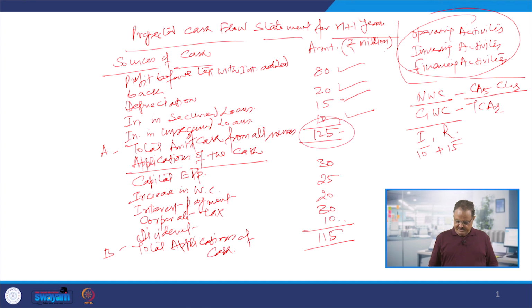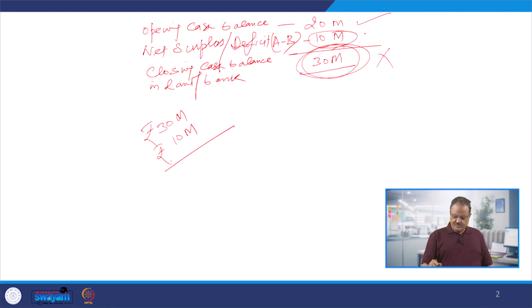And from the current year, how much is now the net difference between the total applications and the total sources of the cash? Here the total sources of cash are 125, total applications are 115. So the net difference here is going to be how much? The difference is going to be only 10.